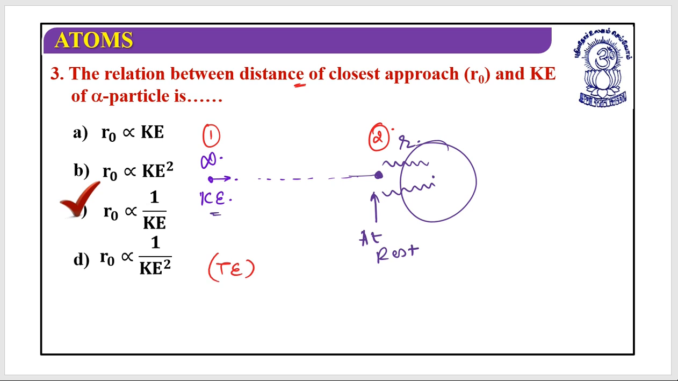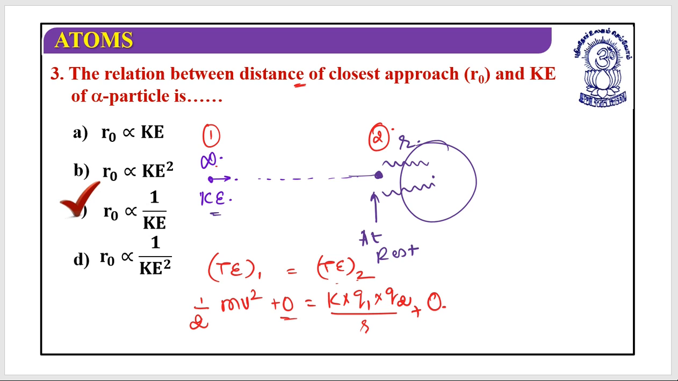The total energy at 1 should be equal to the total energy at 2. At location 1 it has half mv square plus 0, because potential energy is 0 at infinite distance, equals, at location 2, the potential energy k q1 q2 divided by r plus half mv square, which would be 0 because it is at rest. So from this, r is equal to k q1 q2 divided by half mv square. This is the distance of closest approach.